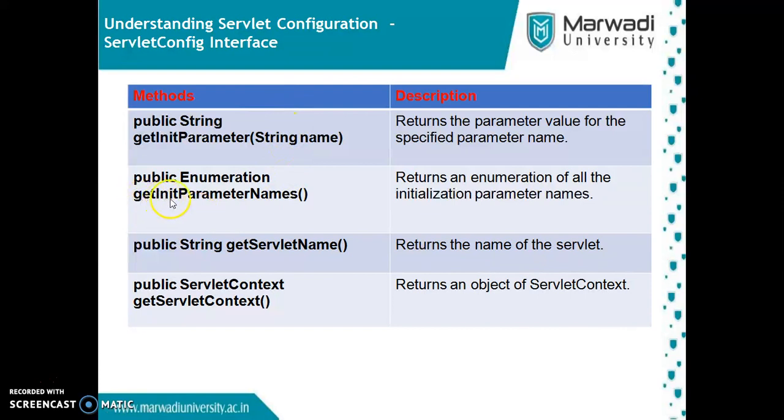The second method, getInitParameterNames, gives you all the initializing parameter names in the form of an Enumeration object. The third method is getServletName. This method gives you the name of the servlet for which the configuration has been provided. The servlet name is taken from the servlet-name element. If you want to use the ServletContext object, you can use the getServletContext method.